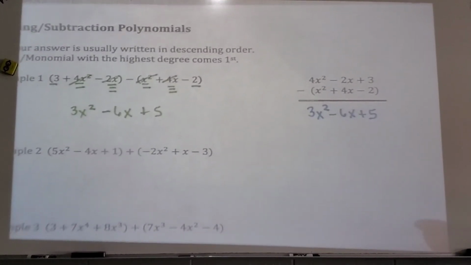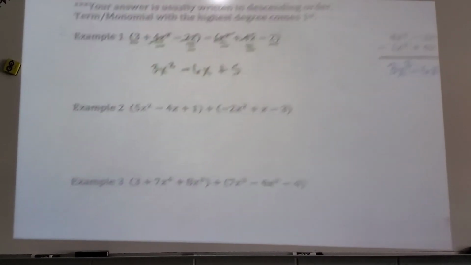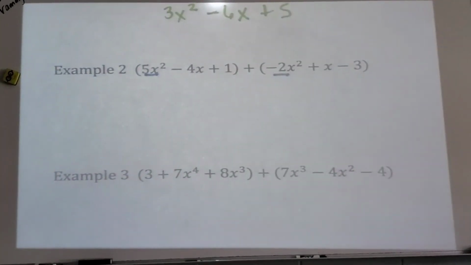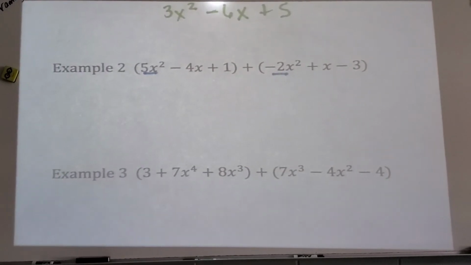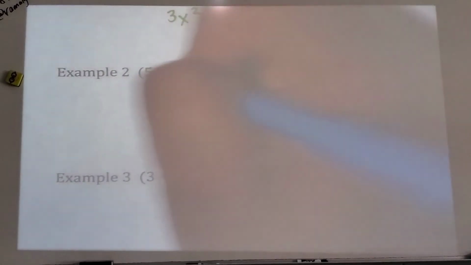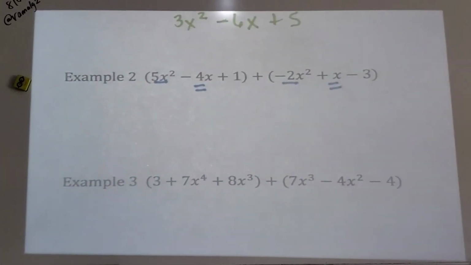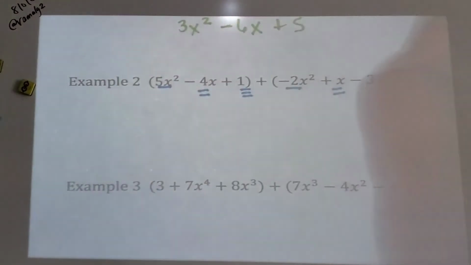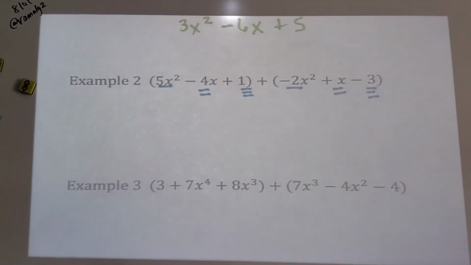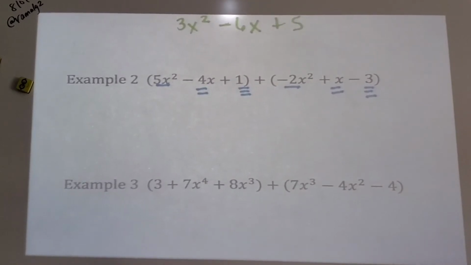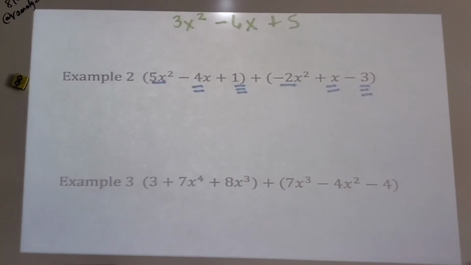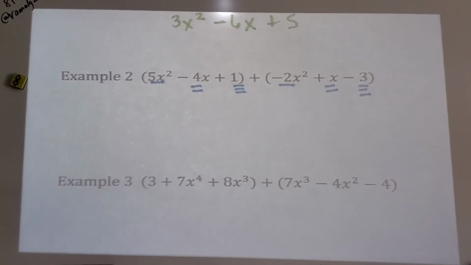All right, we're going to look at example 2. For example 2, I'm going to put one line under 5x squared and one line under negative 2x squared. The second term is a negative 4x and a positive x in the second one. Finally, I'm going to put 3 lines under my constants. So now I have 5x squared minus 4x plus 1 plus a negative 2x squared plus x minus 3.